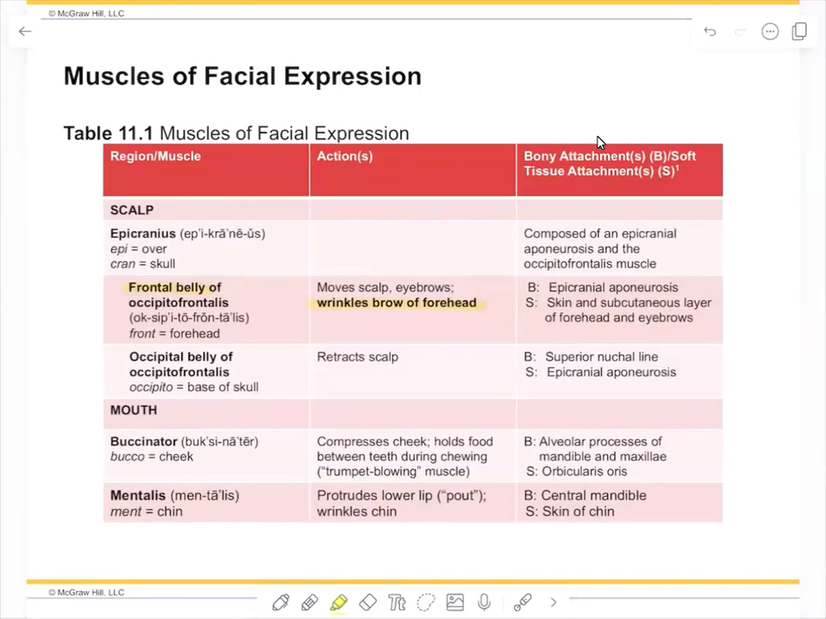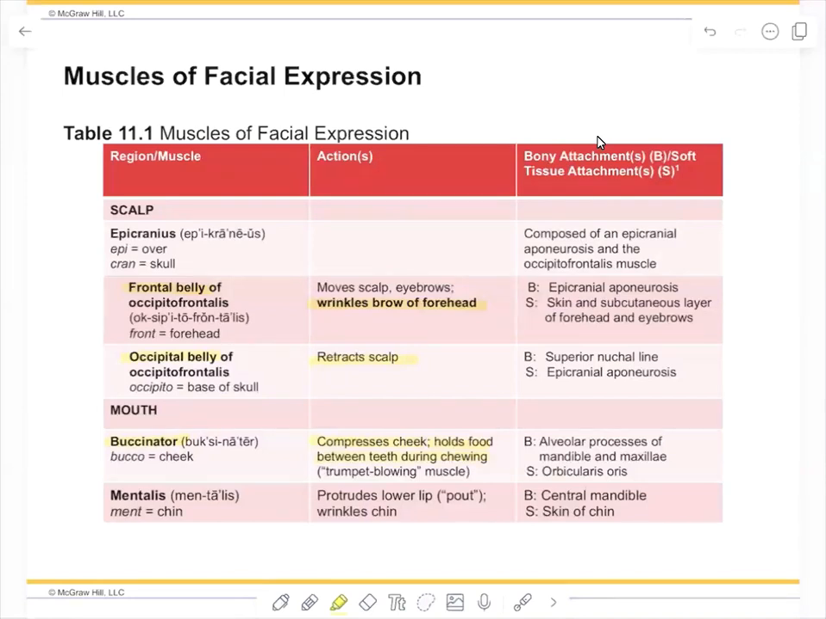For the occipital belly, that's the same thing as the occipitalis. And when you contract it, it's responsible for retracting or pulling in a posterior direction the scalp. In the mouth region, we have the buccinator muscle, the muscle that was highlighted on the previous slide. And it's responsible for compressing the cheek, also holding food between the teeth during chewing.